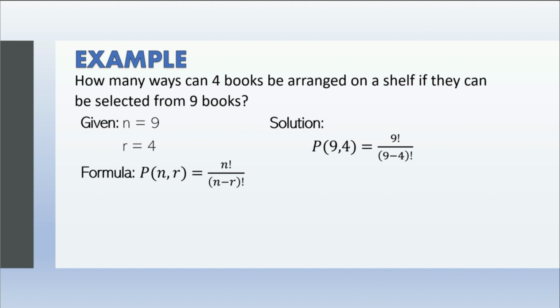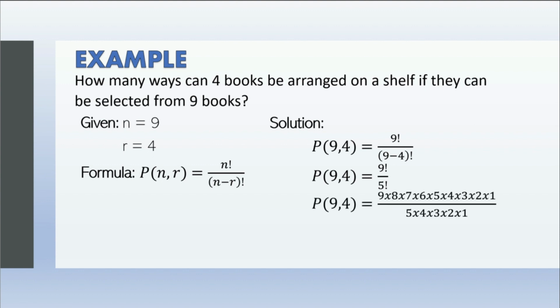9 minus 4 is equal to 5. 9 factorial means 9 times 8 times 7 times 6 times 5 times 4 times 3 times 2 times 1. While 5 factorial means 5 times 4 times 3 times 2 times 1.